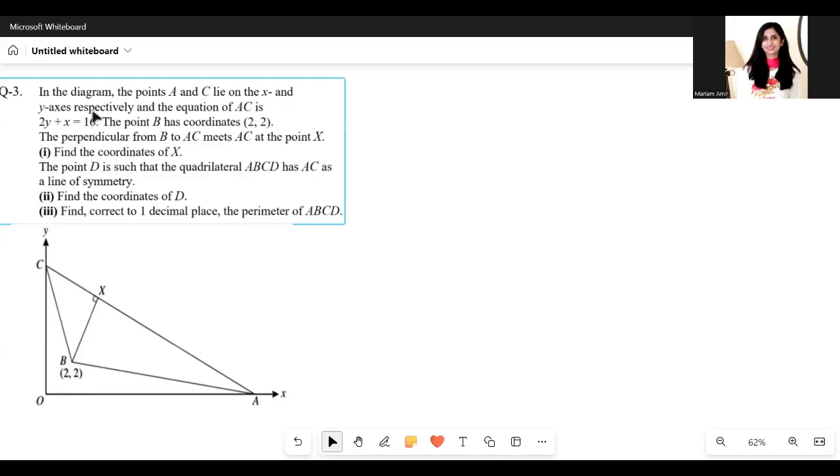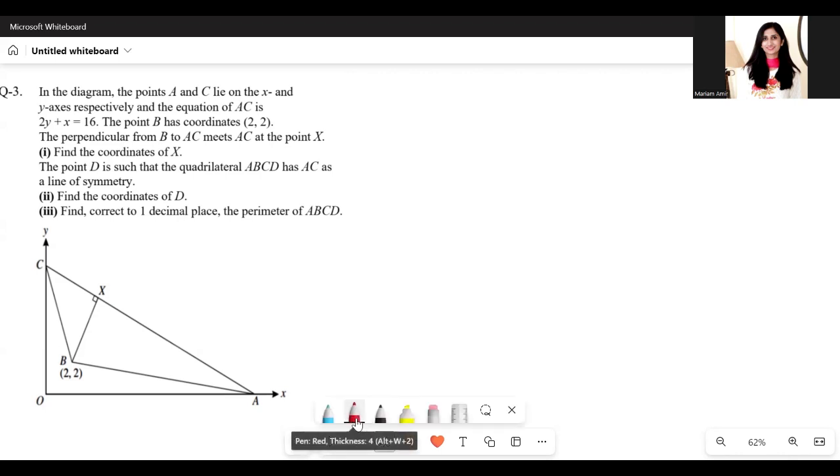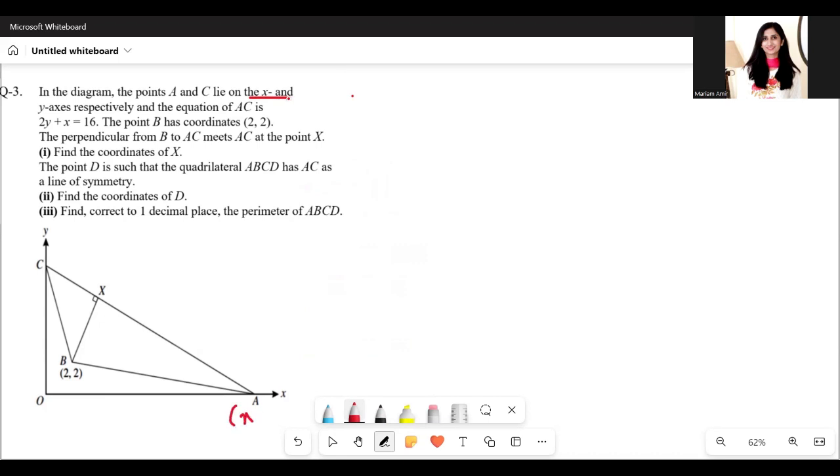Question number 3. In the diagrams, the points A and C lie on the x-axis and y-axis respectively. Again, this is giving us some information regarding the question. If a point lies on the x-axis, then its y-coordinate is 0. So this has to be (x, 0). And if a coordinate lies on the y-axis, then its x-coordinate has to be 0. So C is going to be (0, y).